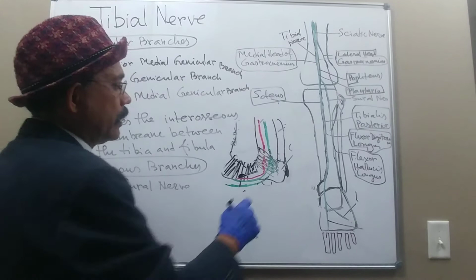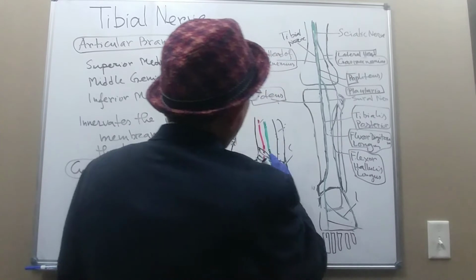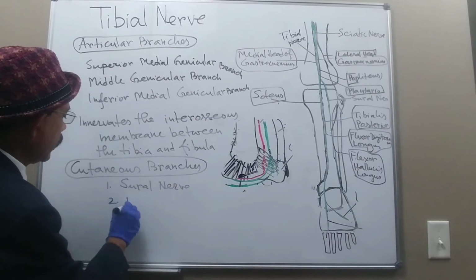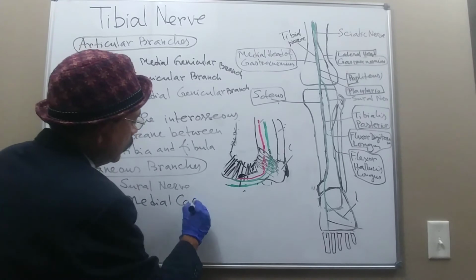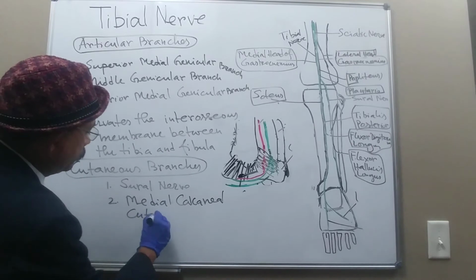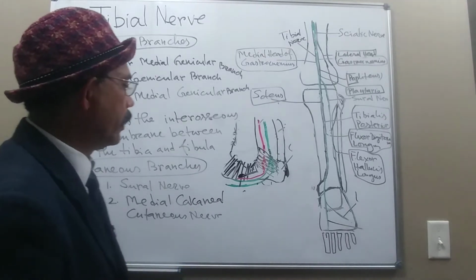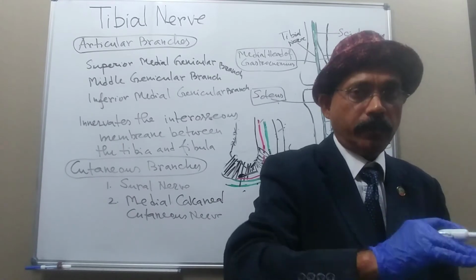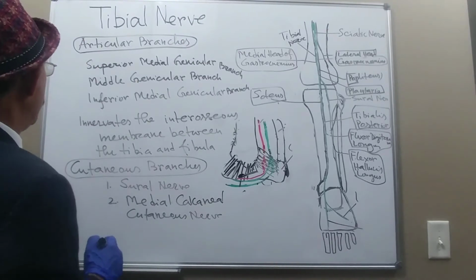We have another nerve near the calcaneum, just before termination. There is the medial calcaneal nerve, the medial calcaneal cutaneous nerve. It is a branch of the tibial nerve, the last part of the tibial nerve, close to its bifurcation. We got the cutaneous branches.